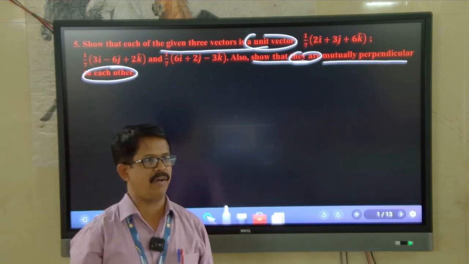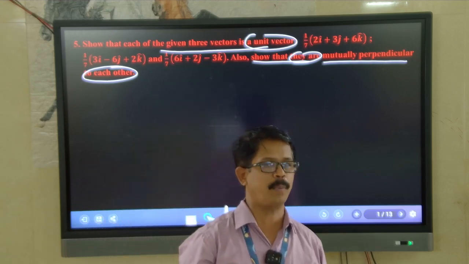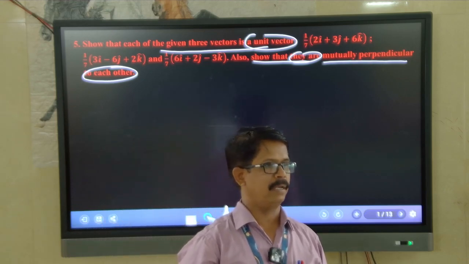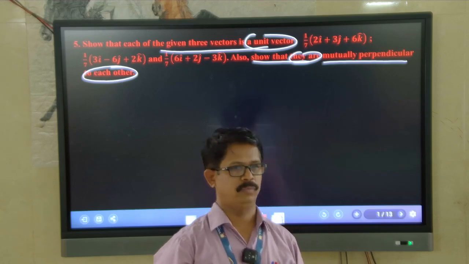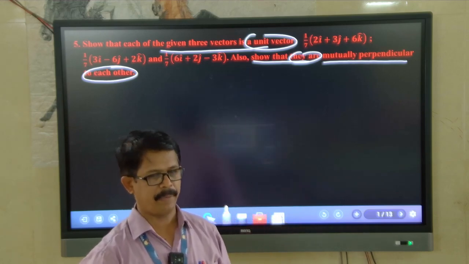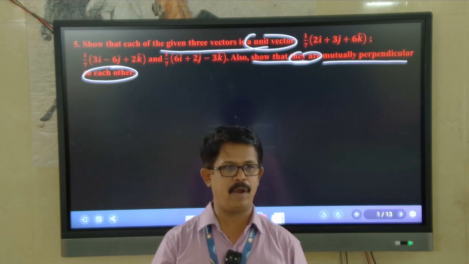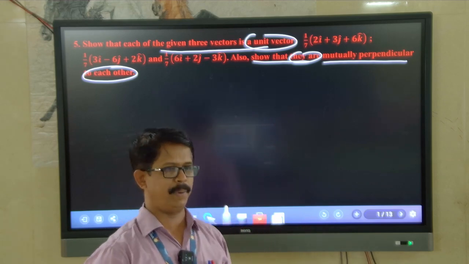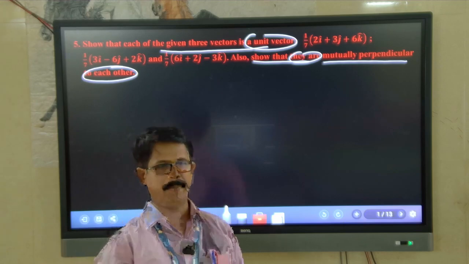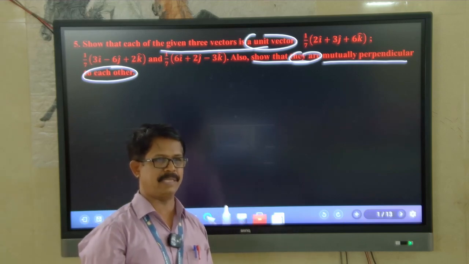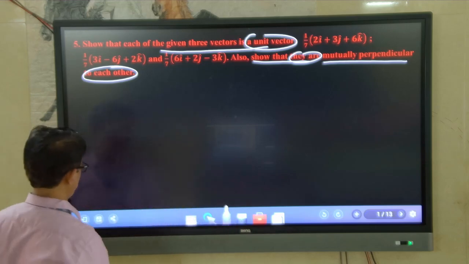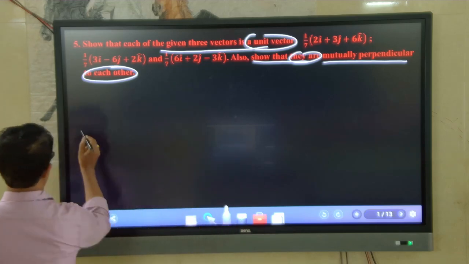What is the meaning of perpendicular in the dot product? A dot B equal to 0, which means A is perpendicular to B. Okay, A dot B equal to 0 means A perpendicular to B or B perpendicular to A. Likewise, we need to find all three: A dot B, B dot C, C dot A. Okay, now the solution. Carefully listen, students.